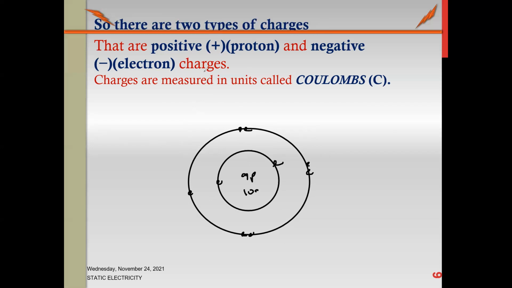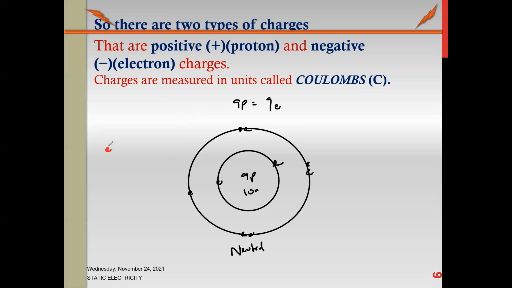So what happened for this atom? If it gains an electron, right now it has 9 protons, and when you count the number of electrons, there are 9 electrons as well. So 9 protons and 9 electrons, this will be neutral.